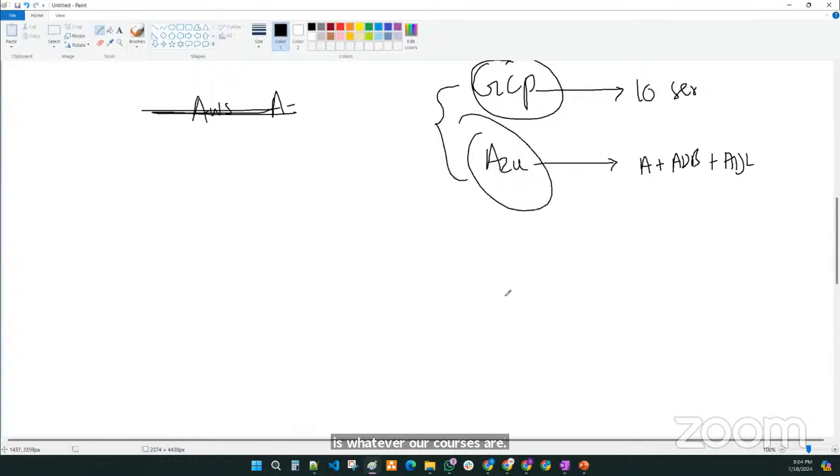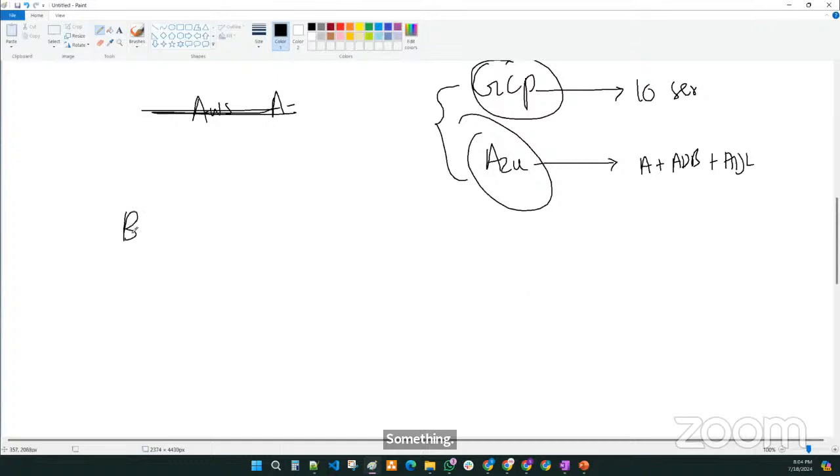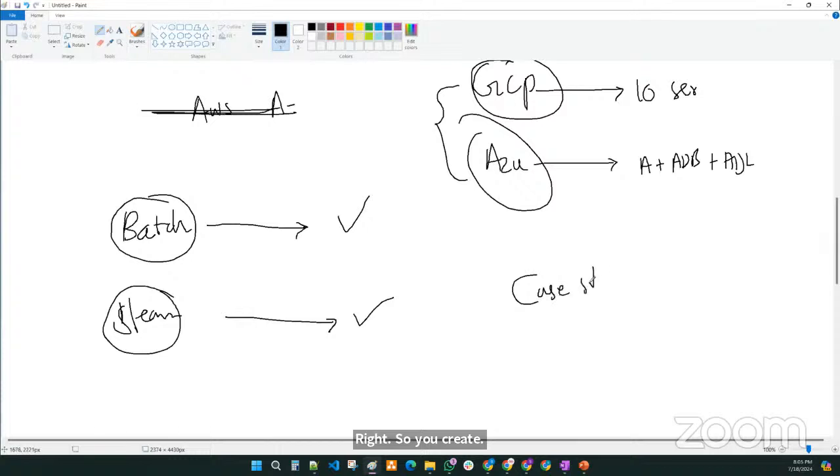How many projects are we going to do? Those projects will be end-to-end pipelines. As a data engineer, we don't worry about CI/CD and all of those things, right? So we will be creating end-to-end batch pipelines, however a data engineer works every day. And we are going to cover streaming pipelines too, because ours is more about pipelines. While creating the pipelines, we integrate multiple tools.